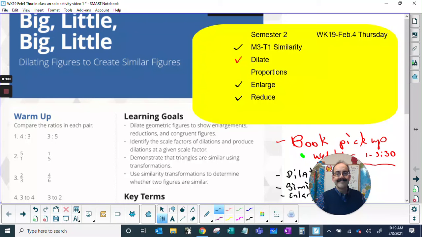Hey, welcome back. So we're on Thursday, okay? So we're on February 4, and this is our second day of dilate, proportions, scale factor, and are we creating similar triangles?